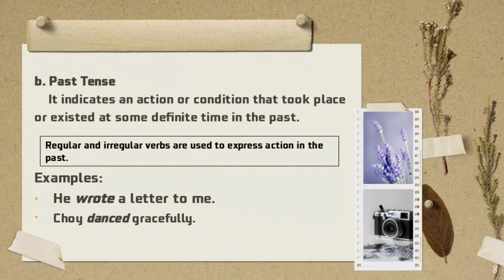Next, we have the past tense. It indicates an action or condition that took place or existed at some definite time in the past. So regular and irregular verbs are used to express action in the past. For examples, he wrote a letter to me. Choi danced gracefully.